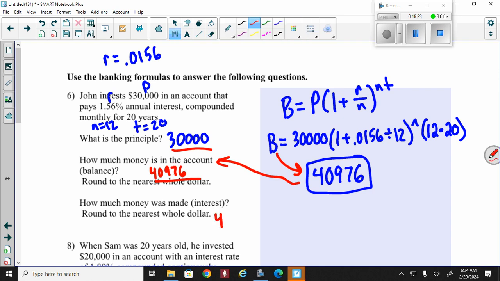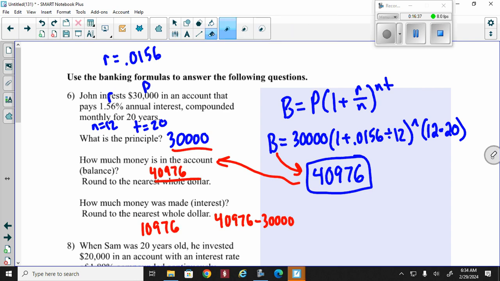So 40,976 minus 30,000 gives me 10,976. There we go. So I made $10,000. Now, here's the thing, guys.